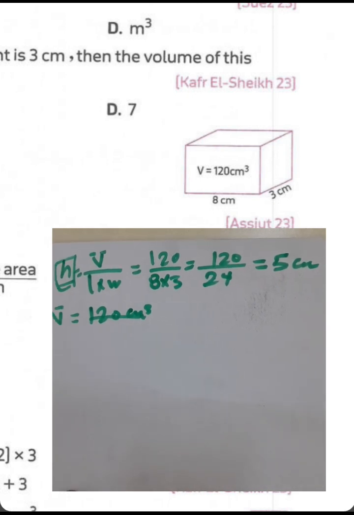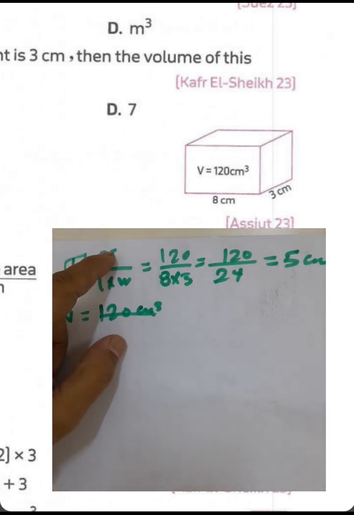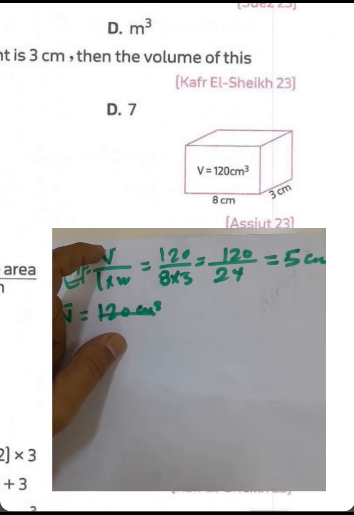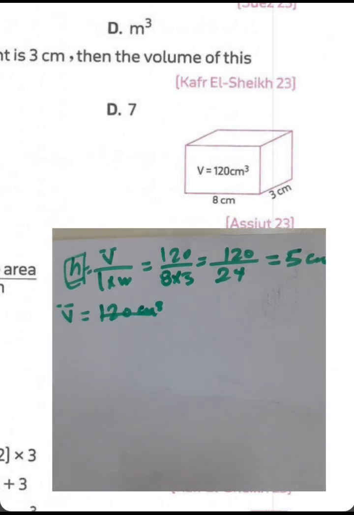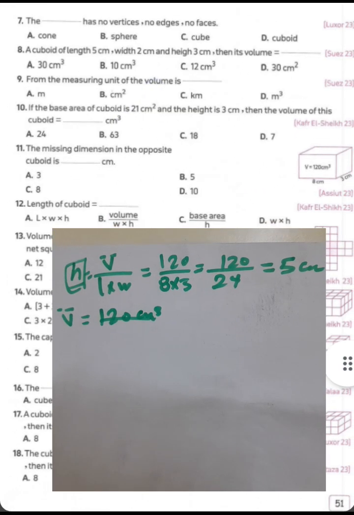Okay, understood? Write the volume in the numerator and length times width in the denominator, and then write 120 here, and 8 times 3. 8 here was the length and 3 the width, and the product of 3 times 8 equals 24. 120 divided by 24 will be 5.